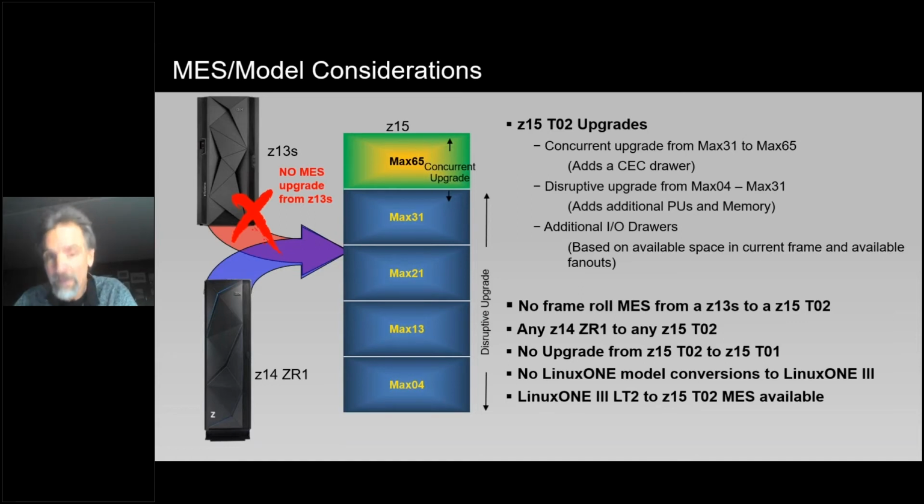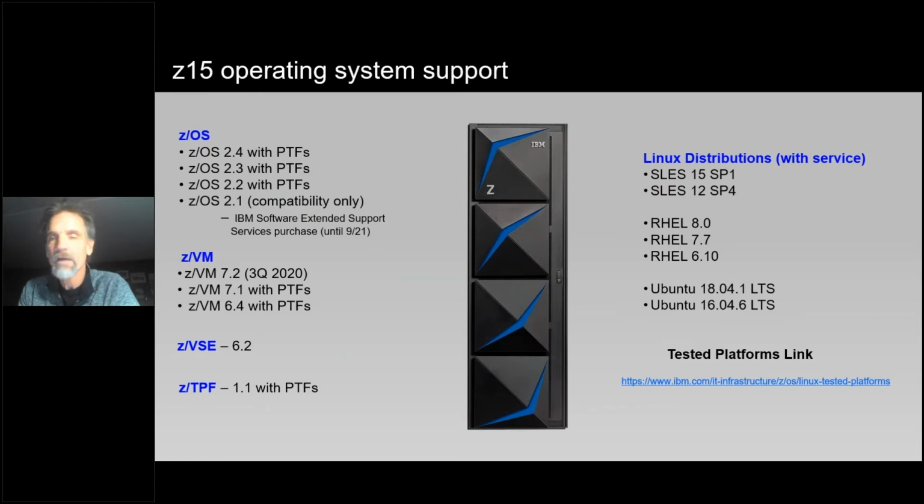Every upgrade within the Z15 line from Max 4 up to 31 is a disruptive upgrade because they are separate CPC drawers. The only one that is concurrent is if you were choosing to add a Max 65 for that level of resiliency. It's going to be its own drawer, so it doesn't disrupt everything else. Over on the right at the bottom, you see some of the permitted and non-permitted upgrade scenarios. I'll leave that for you to read on your own, but basically there's some limitations with regard to the Linux options.